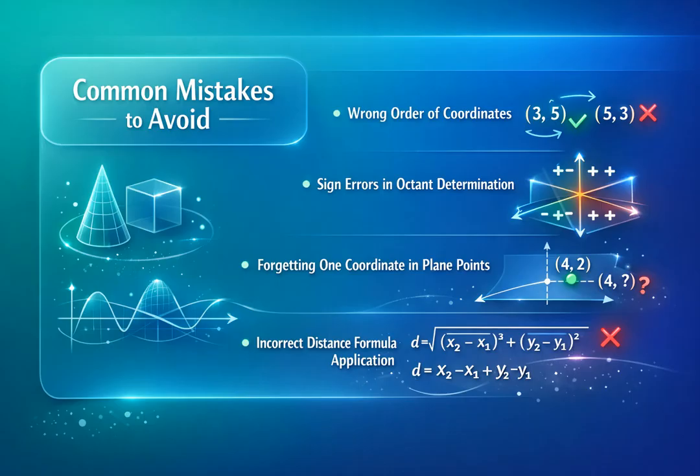Watch out for common mistakes. Don't mix up the order of coordinates. It's always x, y, z. Be careful with signs when determining octants. Remember that points on coordinate planes have one coordinate 0, not 2. When applying the distance formula, make sure you're subtracting corresponding coordinates correctly.